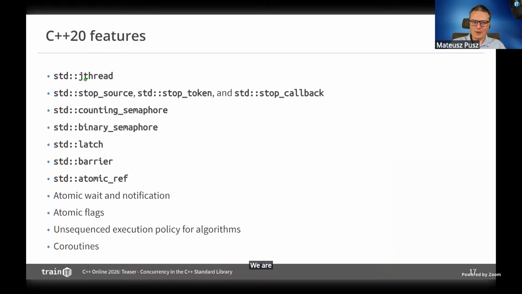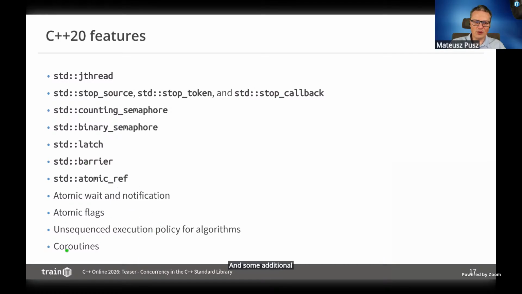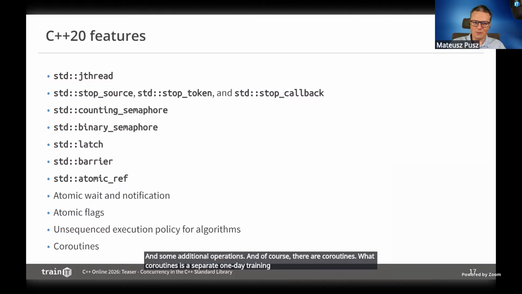We are going to talk about jthreads, cancellation, and basically stop sources, counting semaphores, binary semaphores, latches, barriers, atomic references, and some additional operations. And of course, there are coroutines. But coroutines is a separate one-day training, so we are not going to fit it into this workshop.